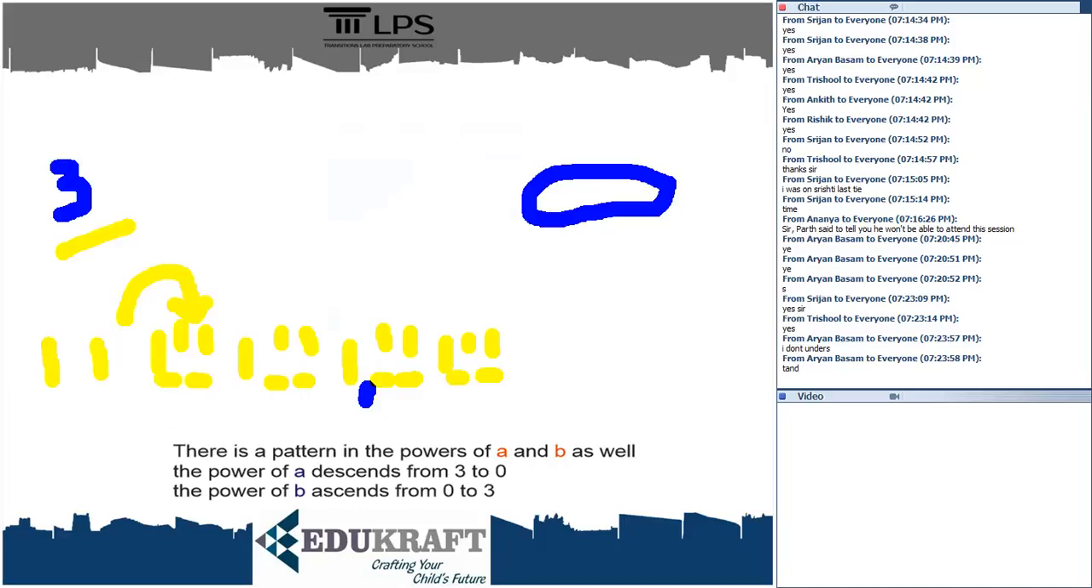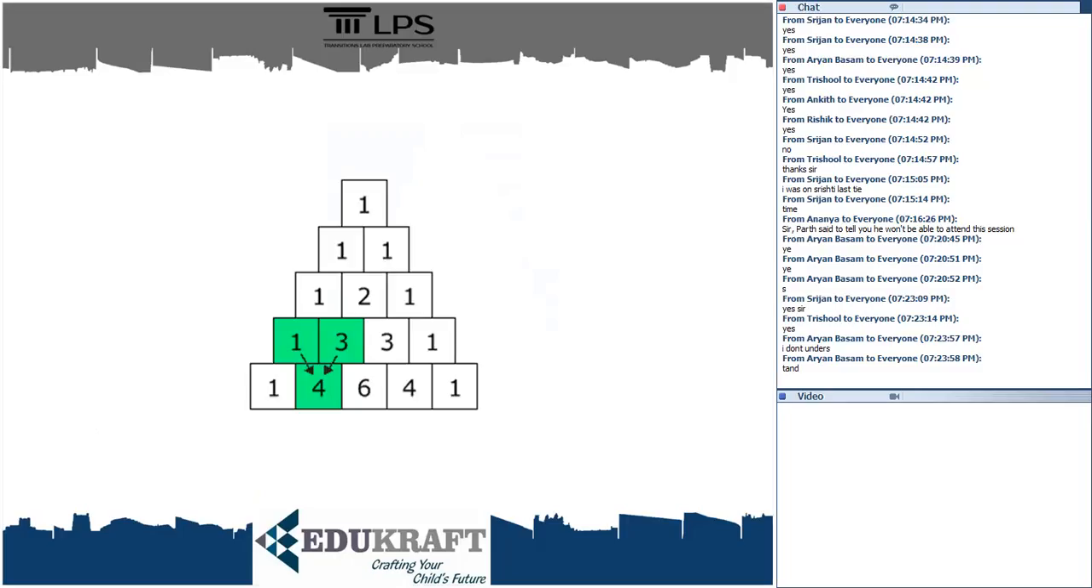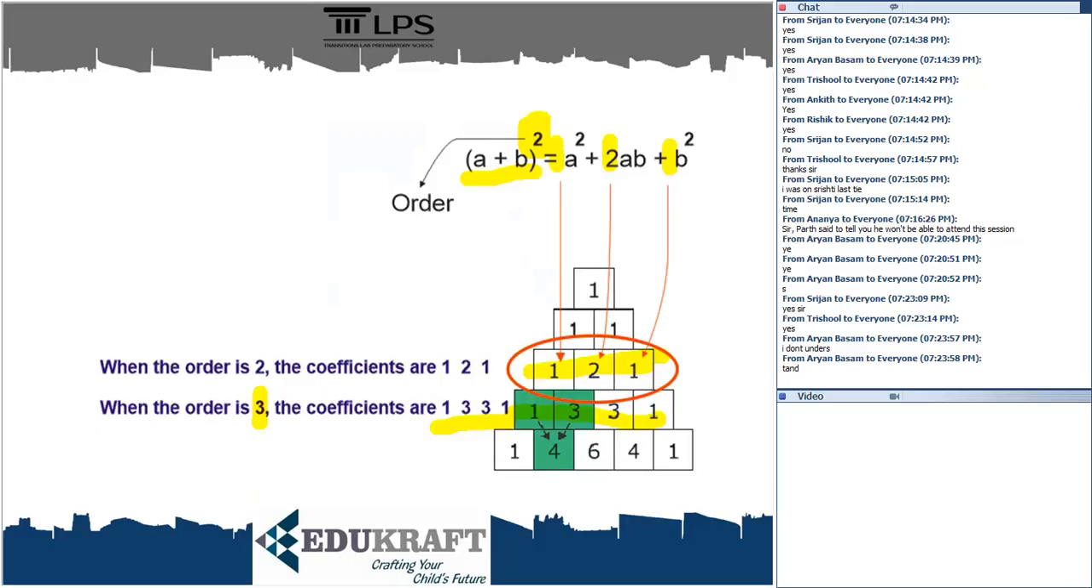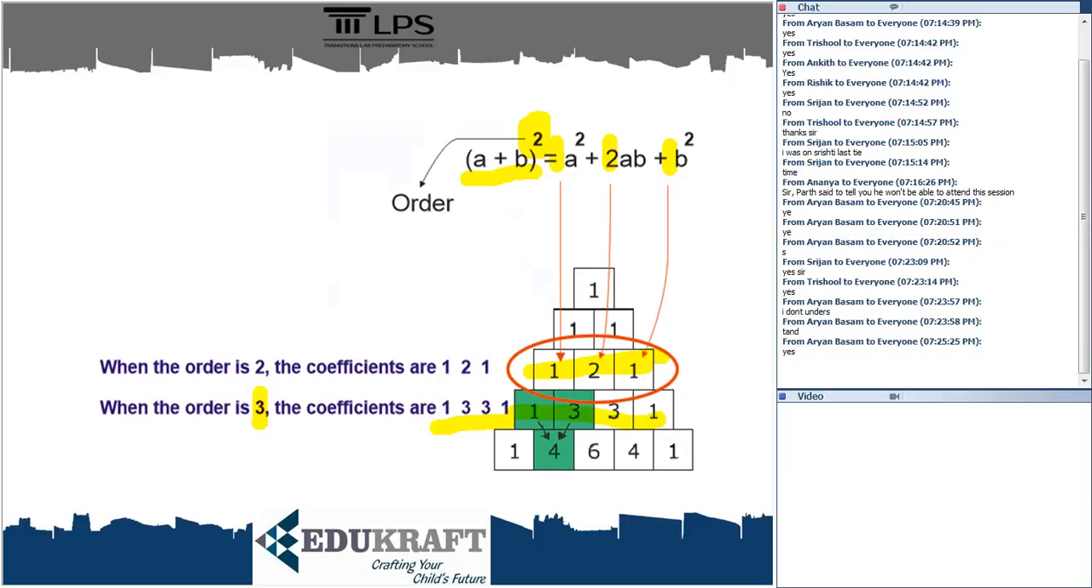Okay. What we are trying to do here is we are trying to connect a Pascal's triangle with expansions. I'm very sure that you must have been introduced to the expansion of A plus B the whole cube. You must be aware of the expansion A plus B the whole square. A plus B the whole square expansion is A square plus 2AB plus B square.